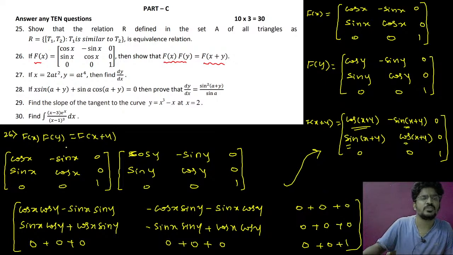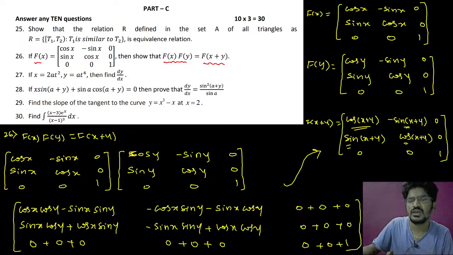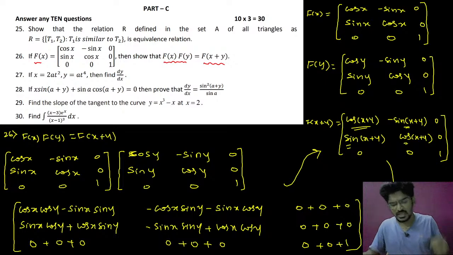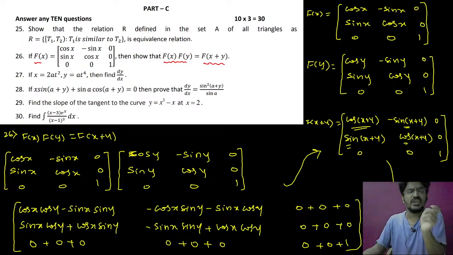So therefore you have your required result, that is f of x into f of y is equal to f of x plus y. You write the same thing here. Therefore, you write f of x into f of y equal to f of x plus y. So quickly give me thumbs if you have understood this.